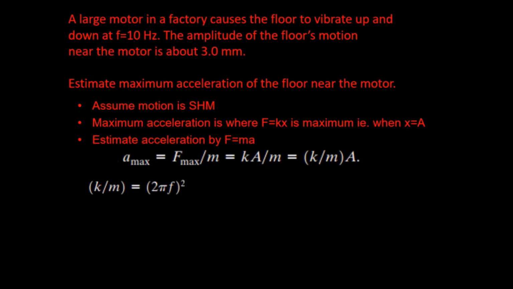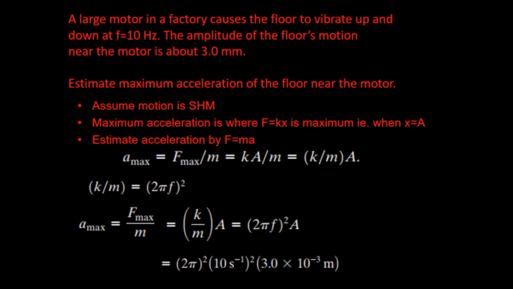Substituting in, we can say that k over m is equal to (2 pi f) squared. Consequently, our maximum acceleration will be F over m, which is k over m times A, which is (2 pi f) squared times A. This will equal (2 pi) squared times 10 squared times 3 times 10 to the minus 3 as we convert our millimeters out, and this will give us about 12 meters per second squared. So this essentially is the acceleration of the system.